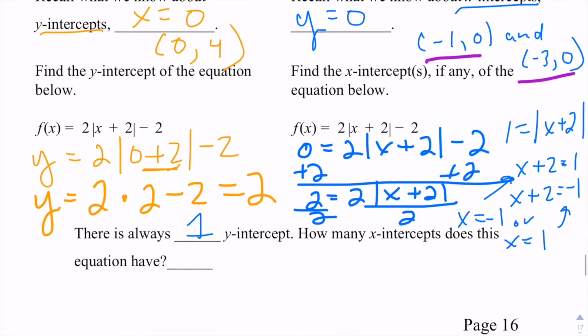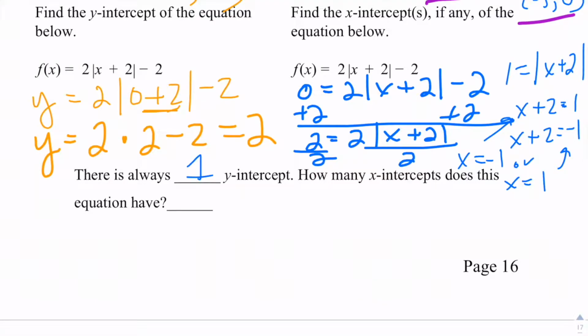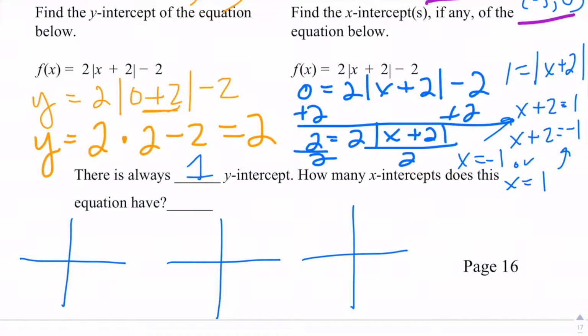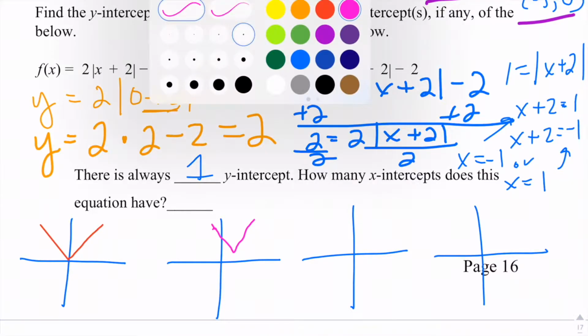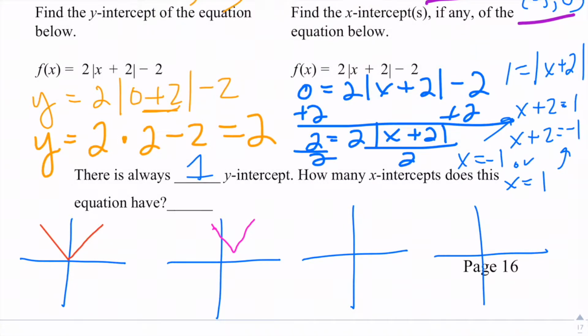So if you notice, there's always one y-intercept, and how many x-intercepts does this equation have? Well, if I sketch this real quick, there's really only a few different possibilities for our x-intercepts. We have only one x-intercept, and that is like our parent function when the graph just touches the x-axis and goes the other way. We can have no x-intercepts, where the graph is above the x-axis and never touches it, or we could have no x-intercepts when the graph is below it and never touches.